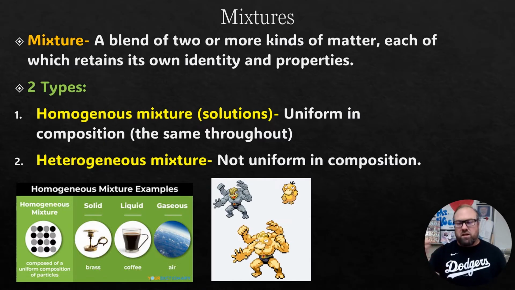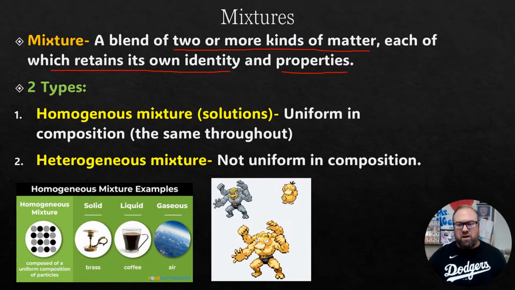Okay, so we've talked about pure substances in terms of pure elements and pure compounds, and we've discussed the difference between compounds and molecules. Now what we're moving on to are mixtures. Mixtures are very different than pure substances, okay? A mixture is defined as a blend of two or more kinds of matter, each of which retains its own identity and properties.